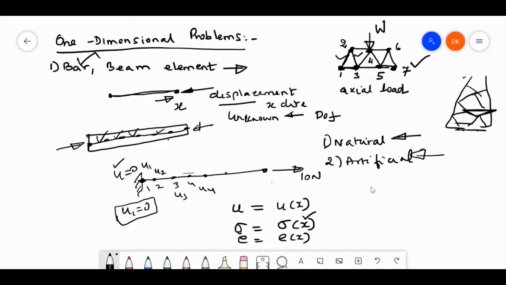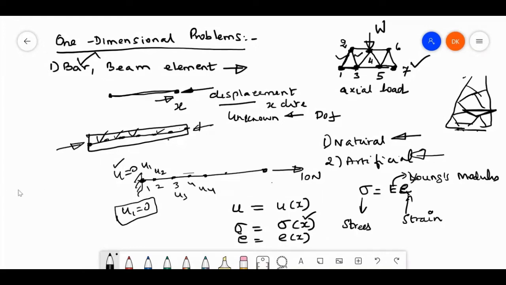If you are applying the stress strain relationship, sigma is equal to E into epsilon. Sigma is nothing but the stress value, E is Young's modulus, which is a material property, and epsilon is nothing but the strain value.